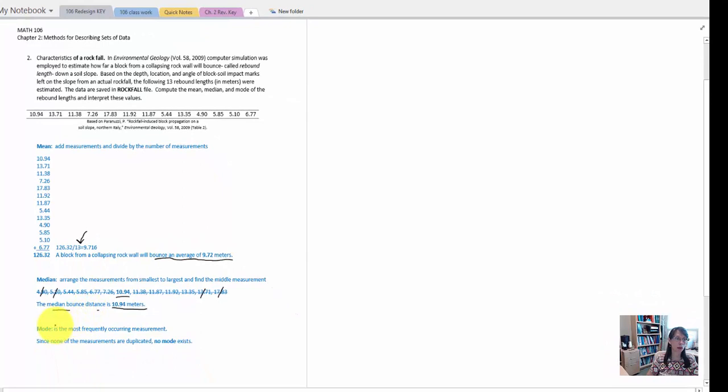Finally, the mode. The mode would represent the most frequently occurring measurement. There are no measurements repeating in this data set. Therefore, since none of the measurements are duplicated, no mode exists.